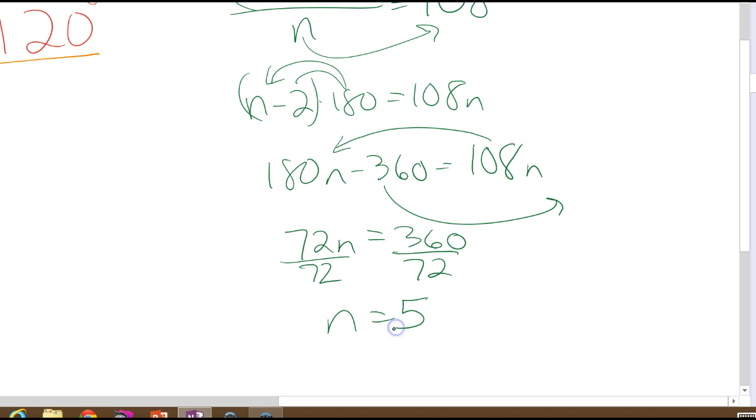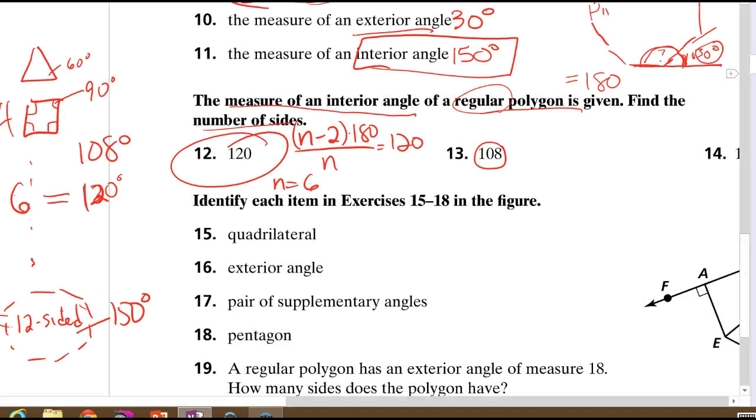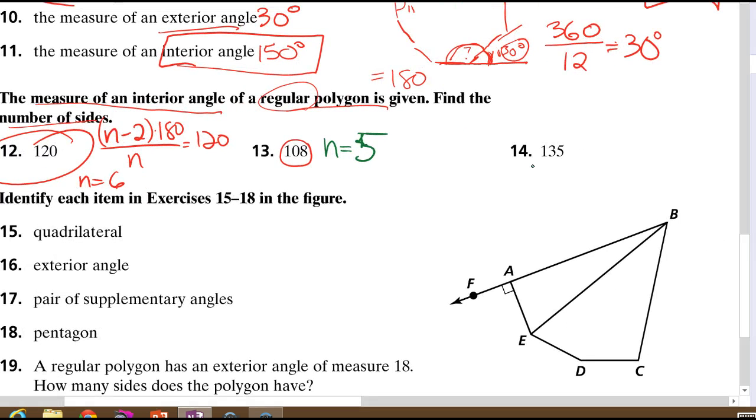N is 5. You were right. Good job. I'm just going to write it in here. 5. Much better. Hey, 135.